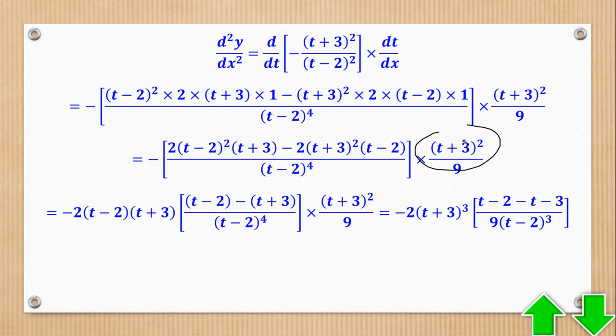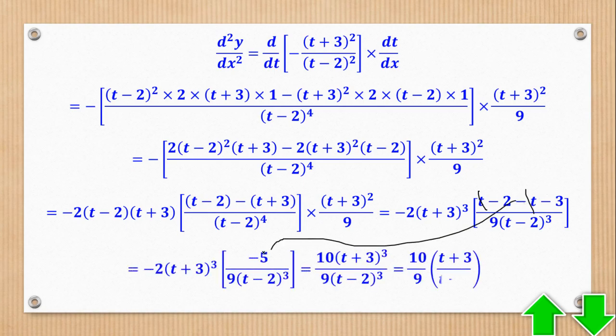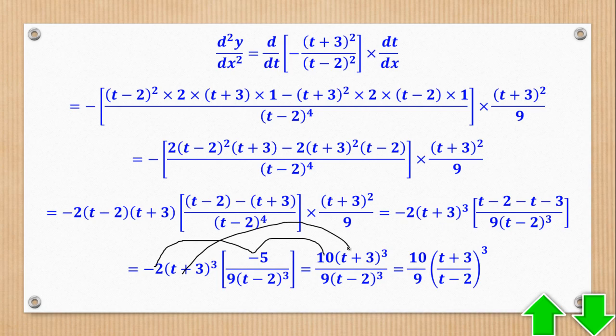Then times this dt/dx, which is here. Then from there, I open this bracket to come up with this. And from there, realize that t cancels. So I'm going to remain with negative 5 here. Then negative 2 times negative 5 is positive 10 times this, which is here, over 9 this, which is there. So I can pull out these constants, and this one's the same power. I put them together. That is the simplified form they wanted.